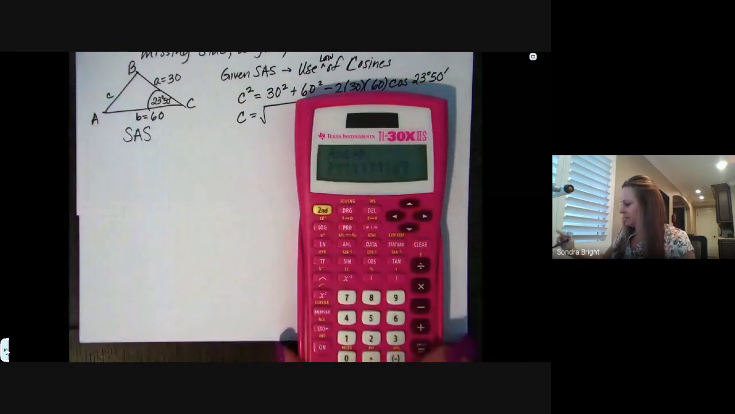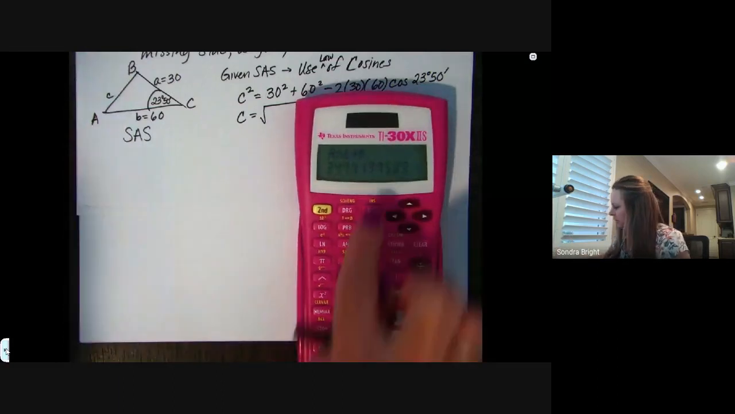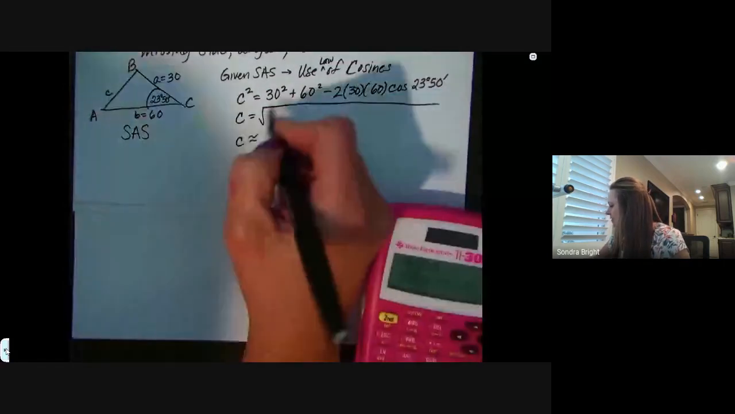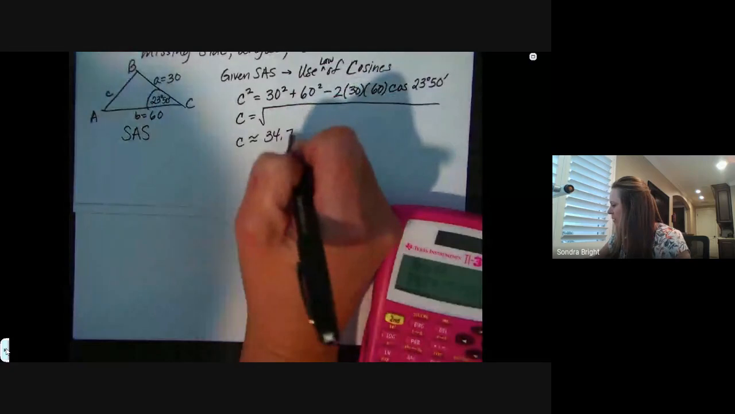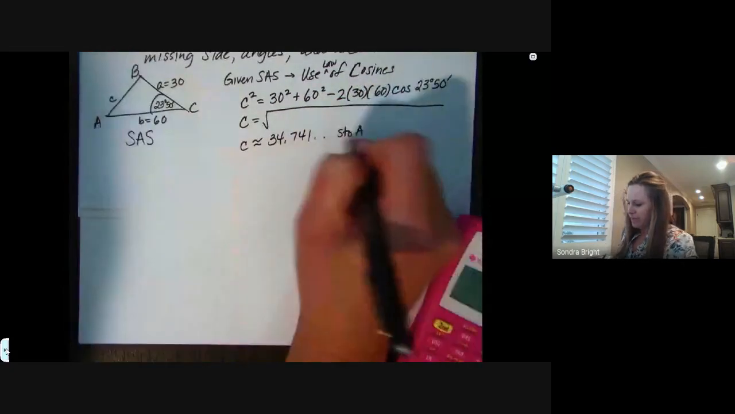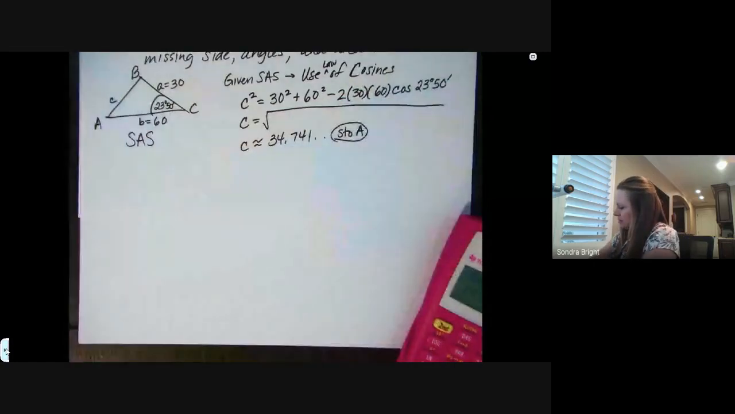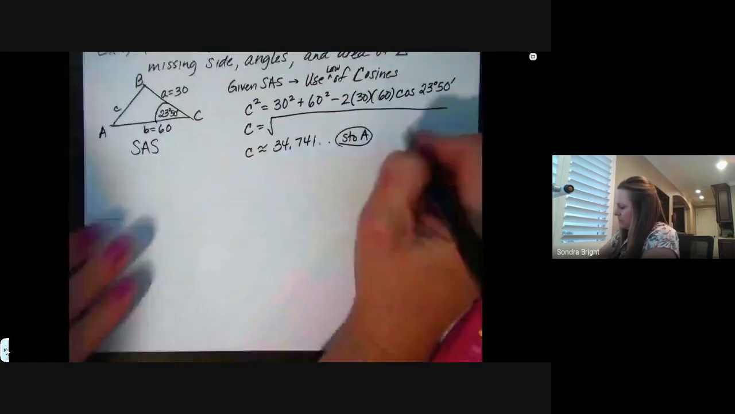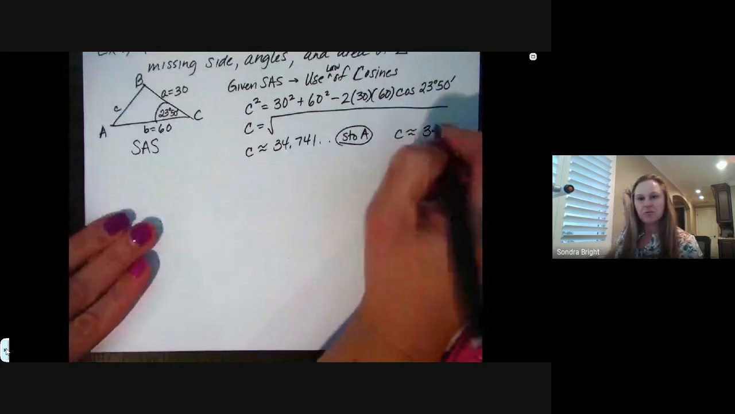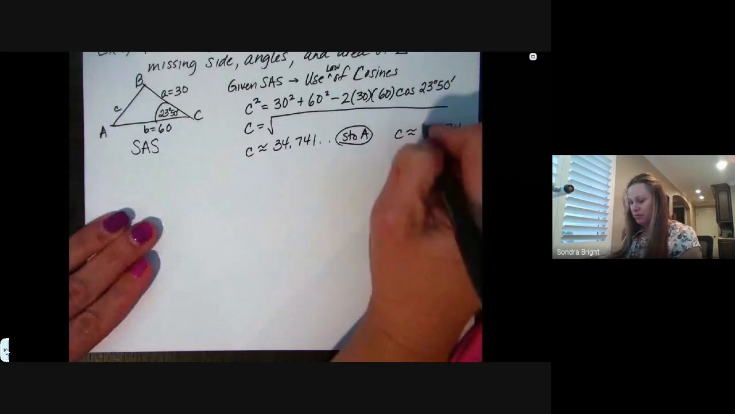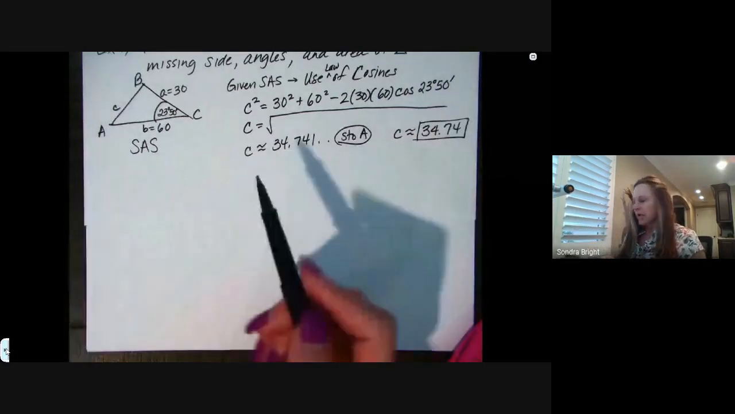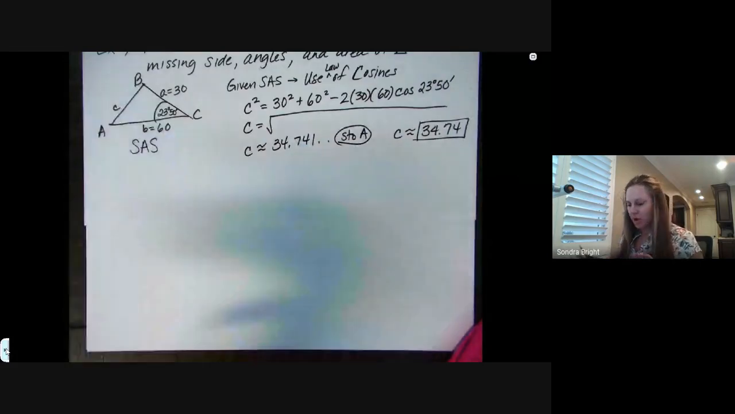So I'm going to put C is approximately 34.741, blah, blah, blah, blah. I'm going to store it under A. And then when I give my answer, I will say 34.74. But I'm storing that value because I'm going to end up using it. And if you don't store it, you'll end up getting lots of wrong answers. So you'll be off on everything.